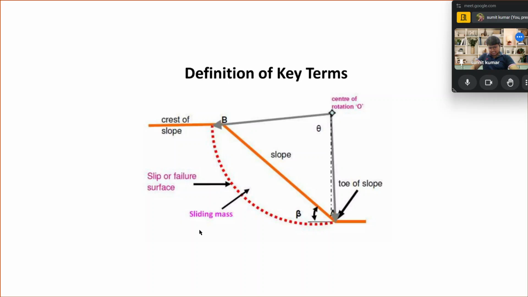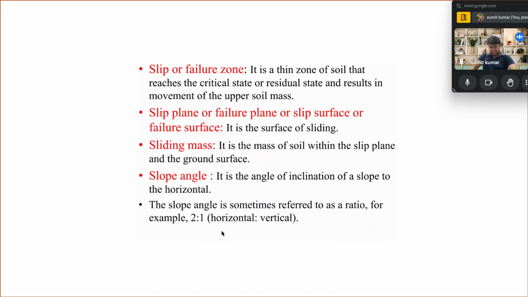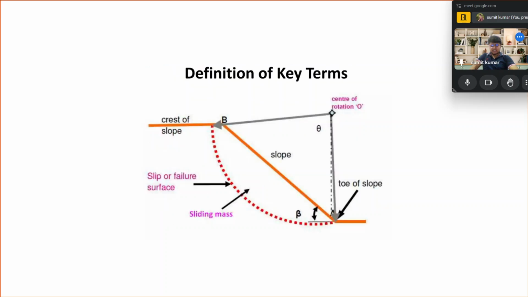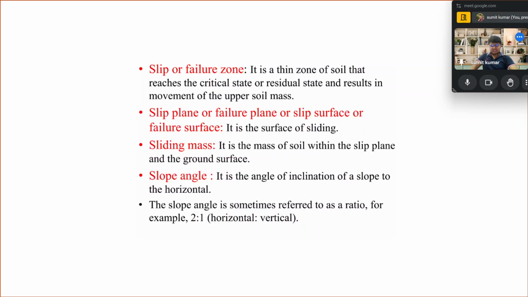The sliding mass is this one which we have already seen. The slip or the failure zone is the zone in which the failure is going to take place. Now we talk about the slip sliding mass. It is a mass of the soil within the slip plane and the ground surface. Next one is the slope angle. This is the angle of inclination of the slope to the horizontal. The slope angle is sometimes referred to as a ratio, for example 2 ratio 1, that is 2 horizontal to 1 vertical in this case, right?